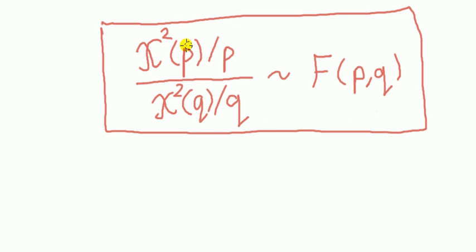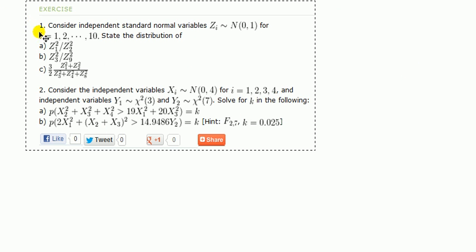So what you want to do now is jot this result down on a piece of paper, and then we're going to look at three examples. Okay, question 1. Consider independent standard normal variables Zi, each normal with mean 0 and variance 1, for i from 1 to 10. State the distribution of a) Z1 squared divided by Z2 squared.